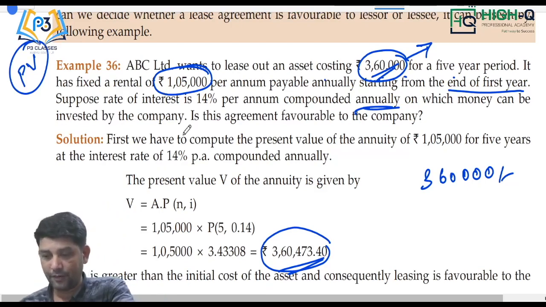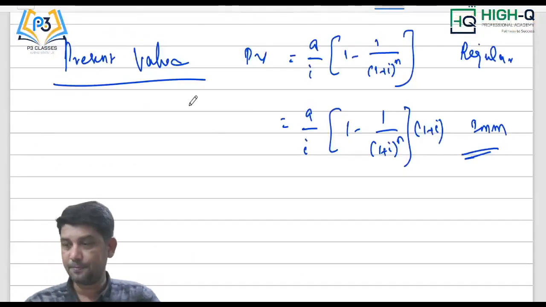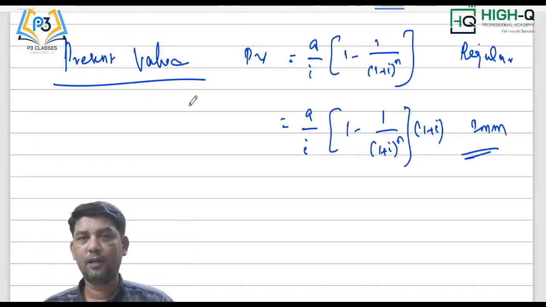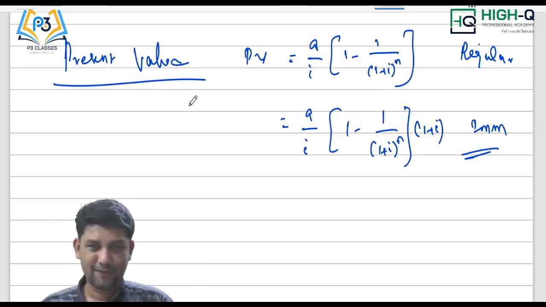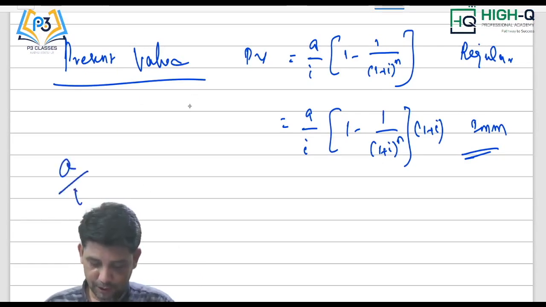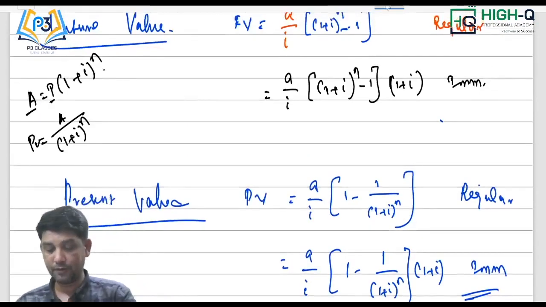Yes, fine. Perpetuity: what is perpetuity? Perpetuity is where the number of years is never mentioned. We keep on paying, keep on paying, keep on paying. Very simple formula: annuity amount divided by I is perpetuity. That's it. That is what we call perpetuity.